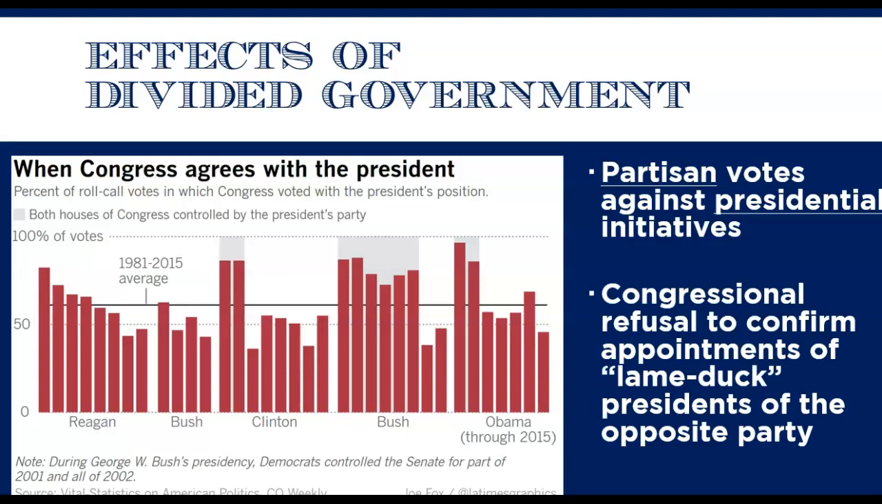Congressional refusal to confirm appointments of lame duck presidents of opposite parties. So say this election, if Donald Trump did not win and became a lame duck president, anything he tries to push through, the Democrat-held House of Representatives probably would not vote on any of it. But since the Senate is controlled by the Republicans, any appointments they would vote on, they probably would vote for those things to pass through. So that's why party lines are very, very important.